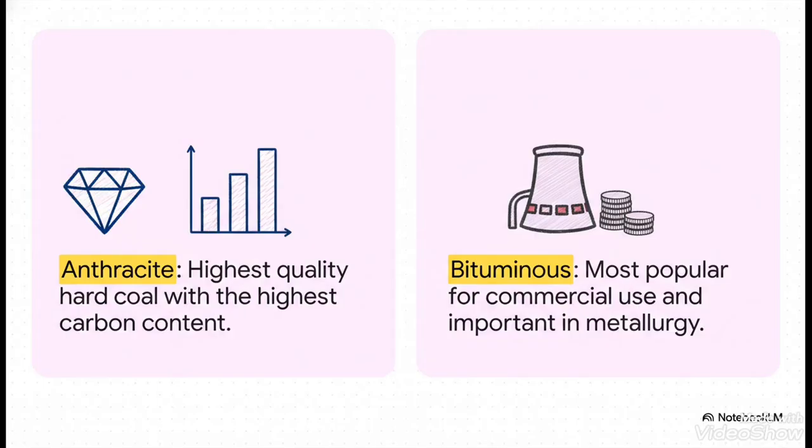All right, question 26 asks you to tell the difference between anthracite and bituminous coal. When you get a question like this, a comparison table is your best friend. It makes it super clear. Anthracite, that's your top quality, super hard coal with the most carbon. Bituminous, that's the one that's most popular for commercial use, especially in metallurgy. Laying it out like this is the best way to get full marks.